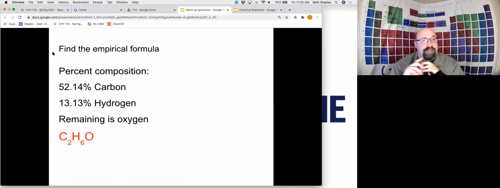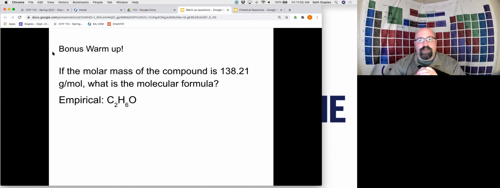Now as a follow-up to that, given this empirical formula, let's say you're told that the molar mass of the actual compound is 138.21 grams per mole. Using that, find the actual molecular formula for this unknown compound. And hopefully you were able to come up with C6H18O3. And if need be, go back and remind yourself of the difference between empirical and molecular formulas.